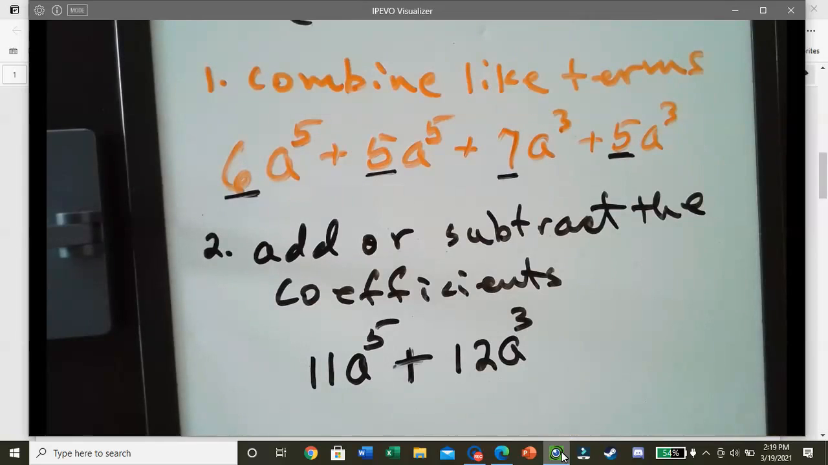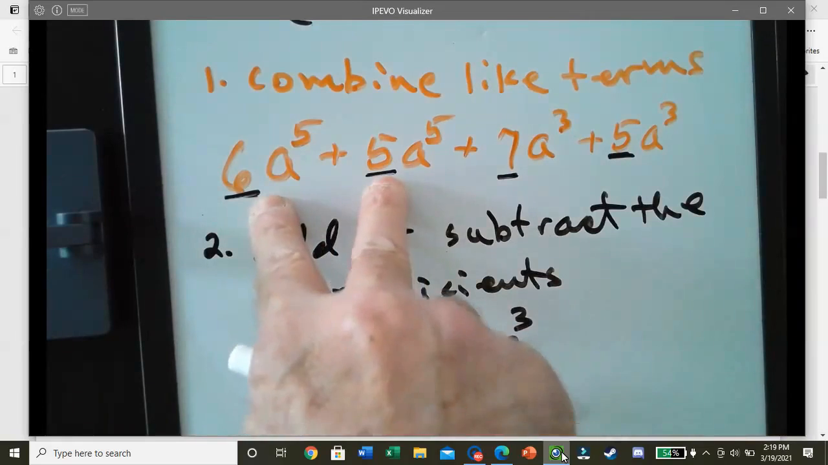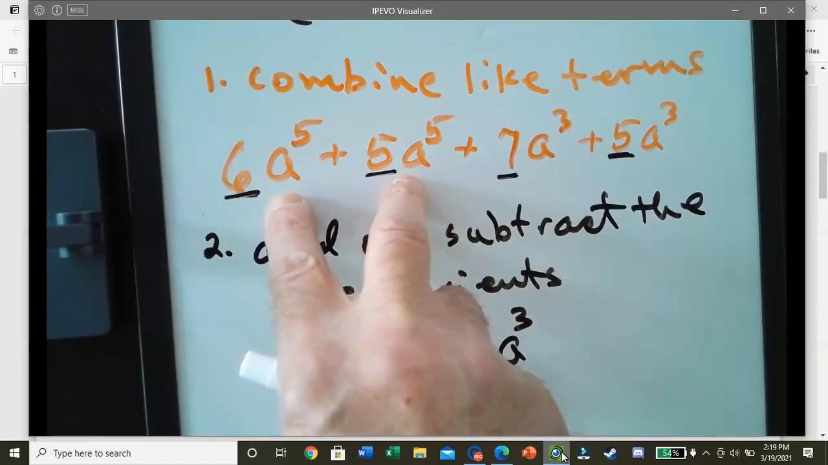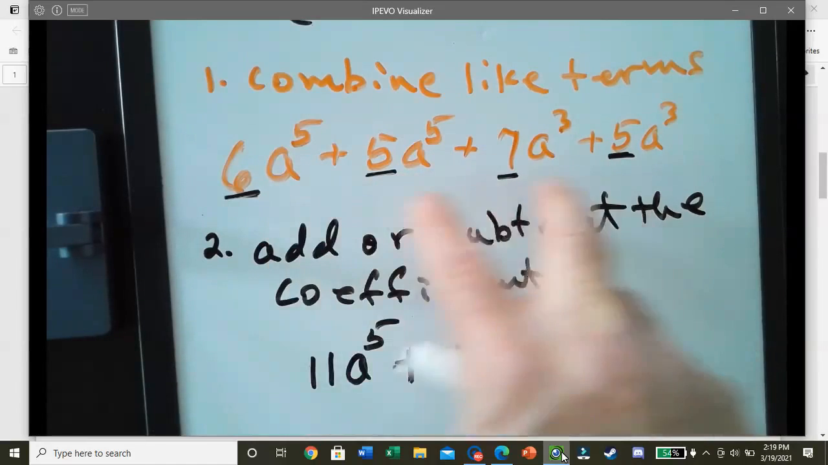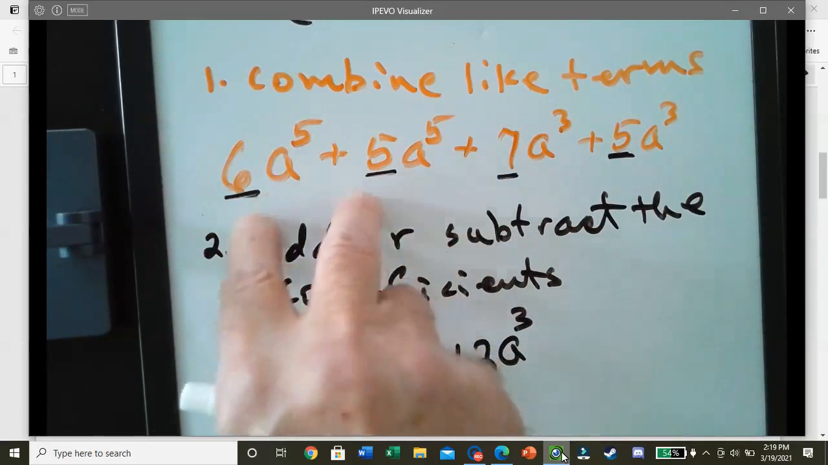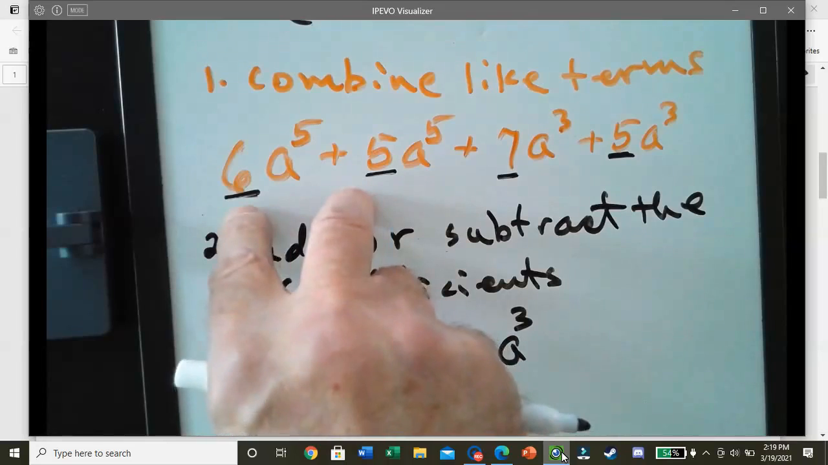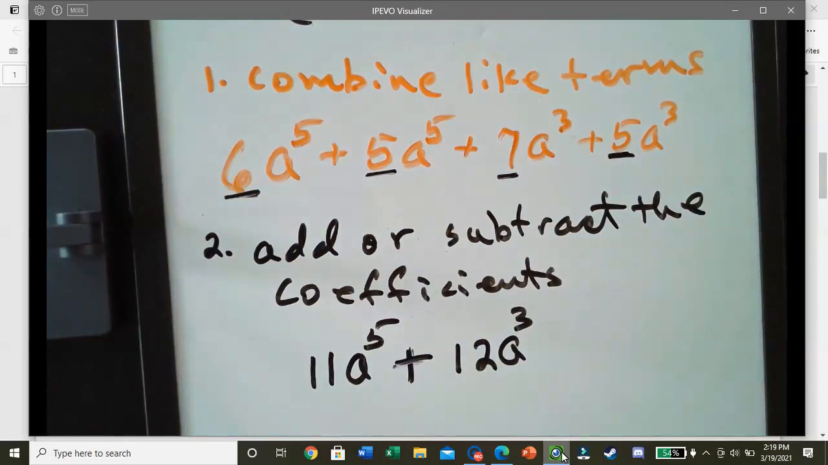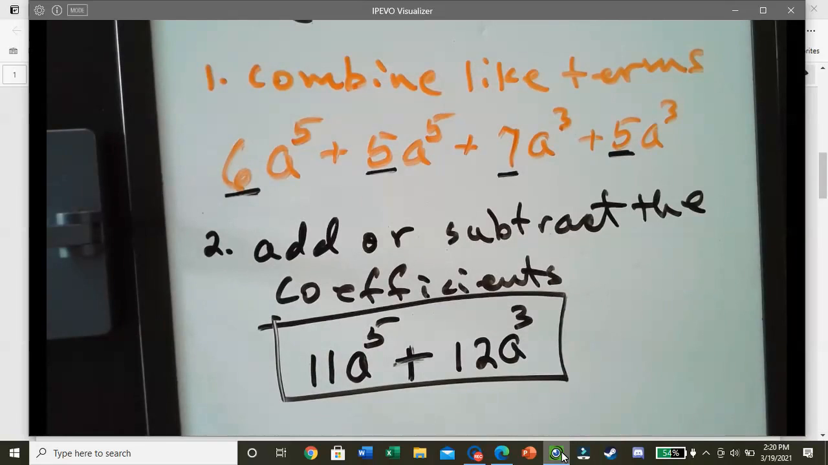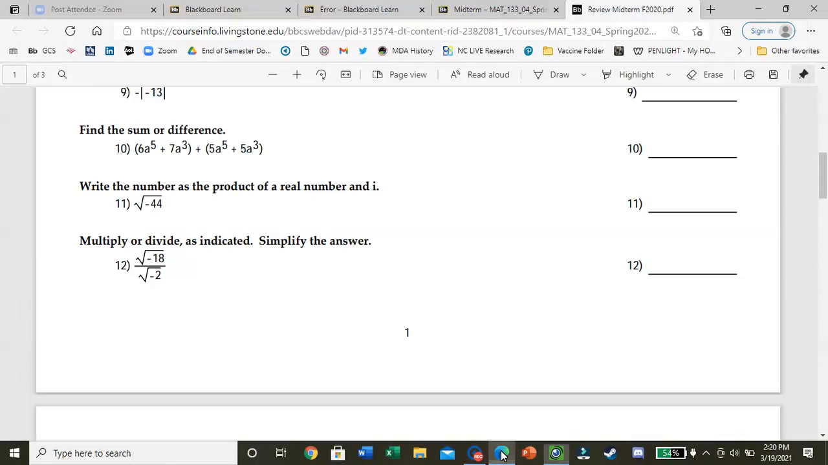Okay? So we combine like terms, we group together the like variable and exponents together. And once we group them together, then we add or subtract the coefficients. Depending on if the signs are the same, we add. If the signs are opposite, we subtract. Okay? And so we can't combine an a to the 5th with an a to the 3rd. So that's our answer. All right? Questions with that? All righty.